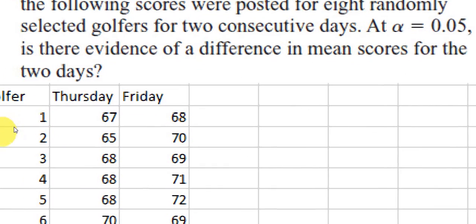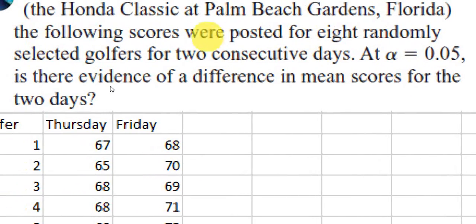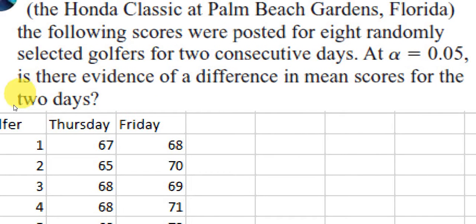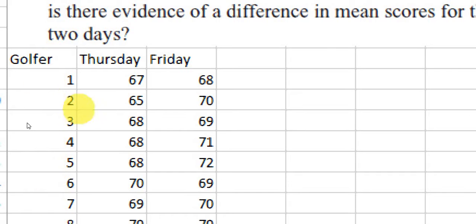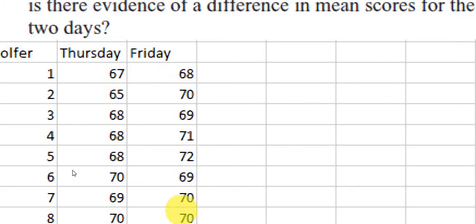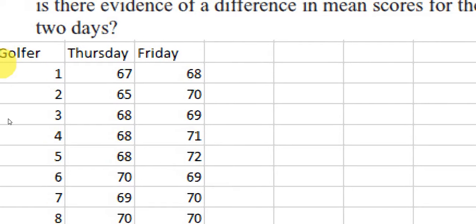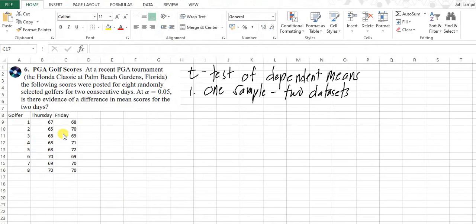So in the problem, it says the following scores were posted for 8 randomly selected golfers. So we have our 8 golfers here, and these 8 golfers compose our one sample. So we already have just one sample, and we have two data sets: the scores of the golfers for Thursday and the scores of golfers for Friday. So again, we have one sample, but we have two related data sets as they came from the same person in the sample. So this problem is an example of the test of dependent means.